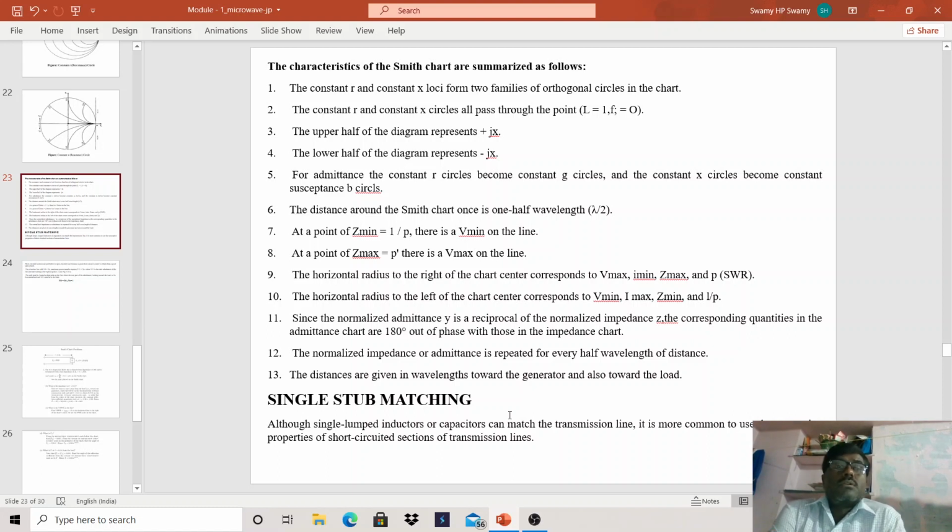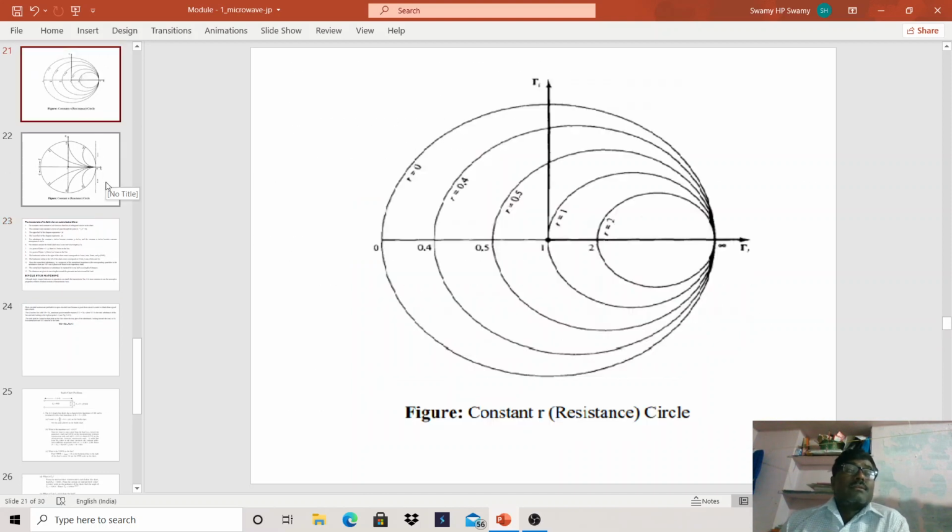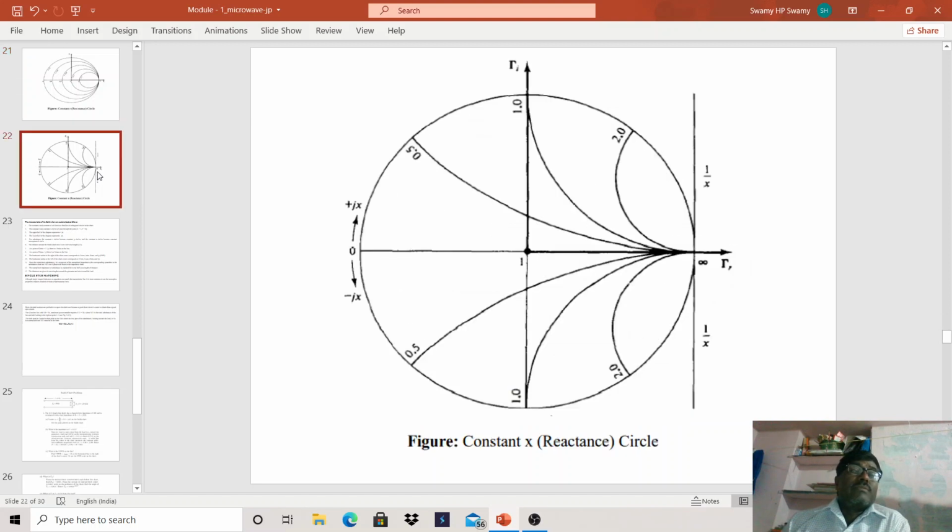Now I will start with the characteristics of Smith charts, which will be discussed now. In the previous class we discussed what a Smith chart is, what its use is, and the different types of circles, the constant R circles and constant X circles.